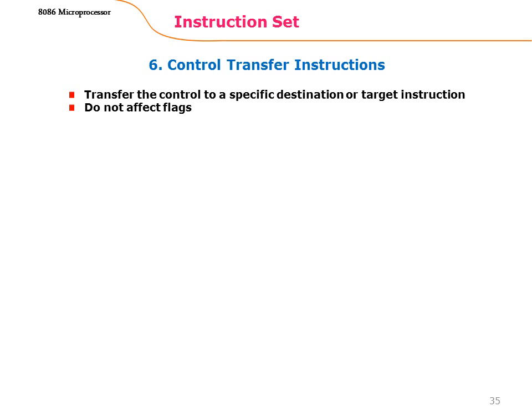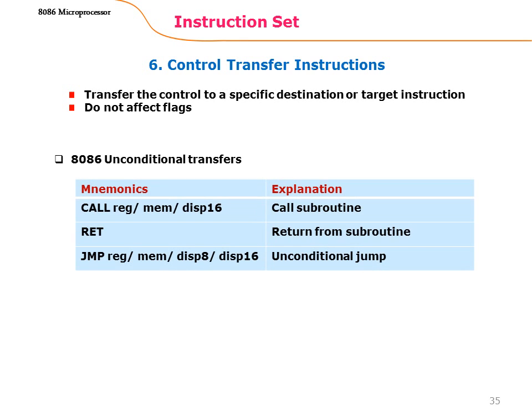Control transfer instructions transfer the control to a specified destination or target. These instructions do not affect the flags. 8086 has unconditional transfers like call, return and jump. The CALL instruction is used to call a subroutine. The RET instruction is a return instruction, used to return from a subprogram to the main program. The JMP instruction is an unconditional jump to various locations within the program.